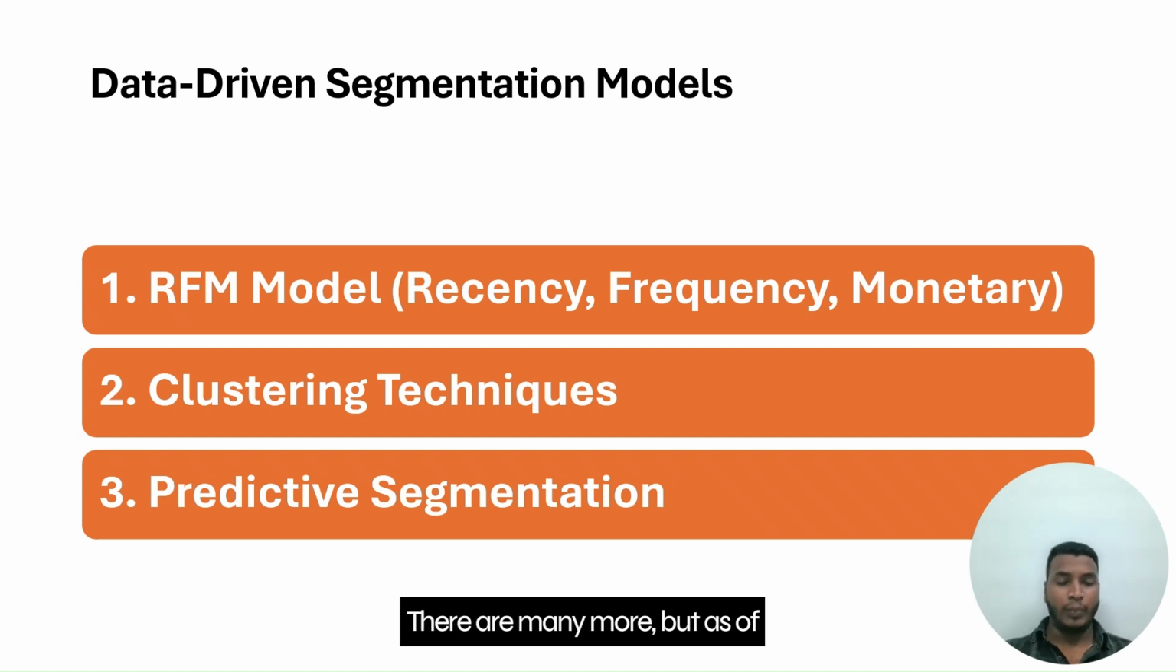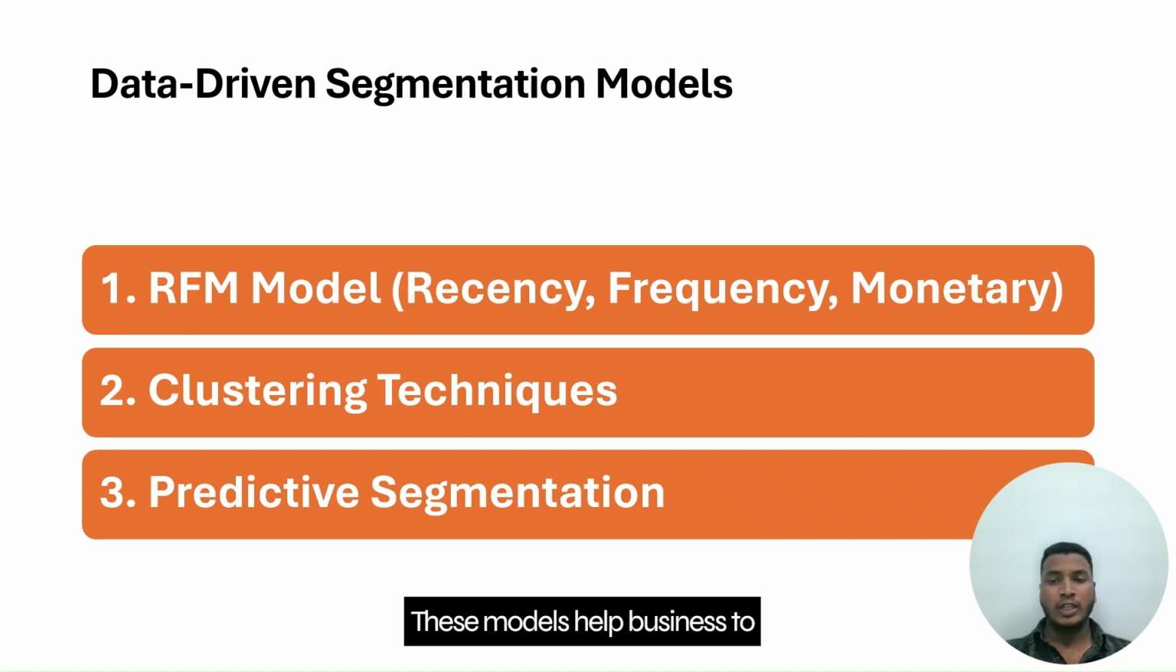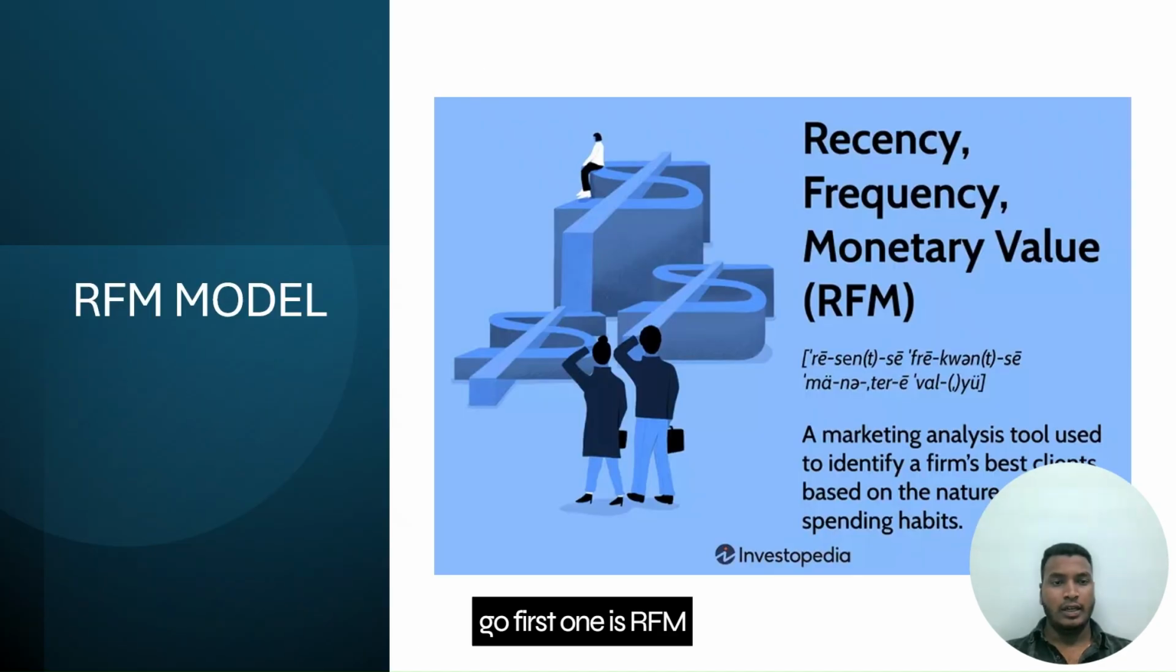There are many more, but as of now, I have taken the RFM model, clustering techniques, and predictive segmentation. These models help businesses analyze large customer data, for companies with millions of customers, like Amazon, Flipkart, Walmart, Apple, etc. Let's go. First one is the RFM model.